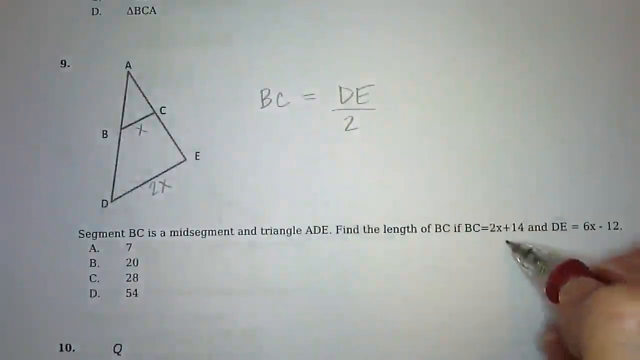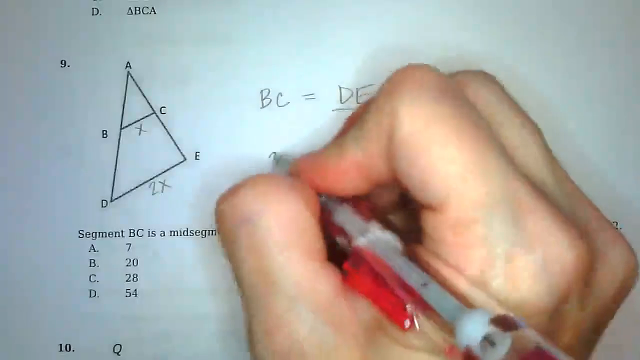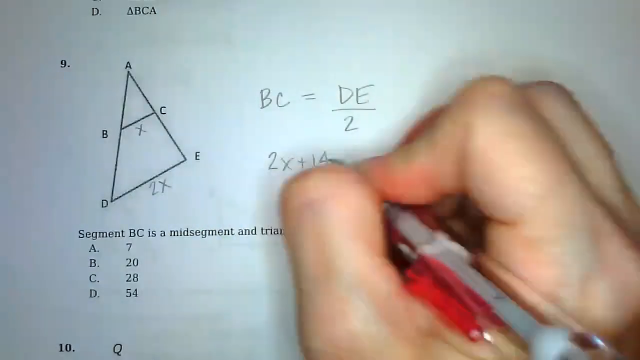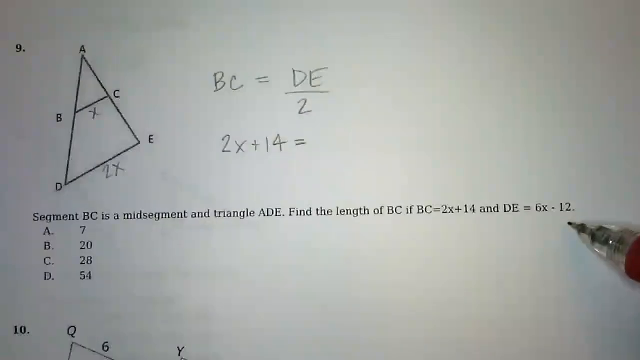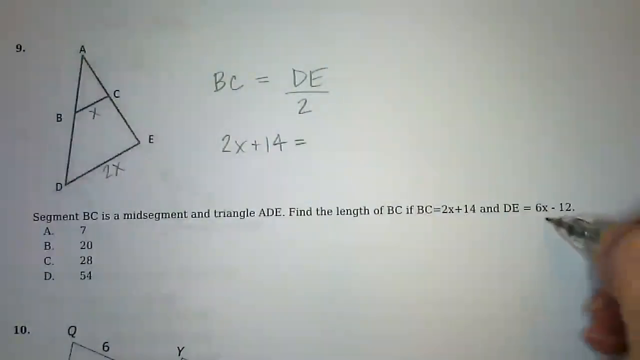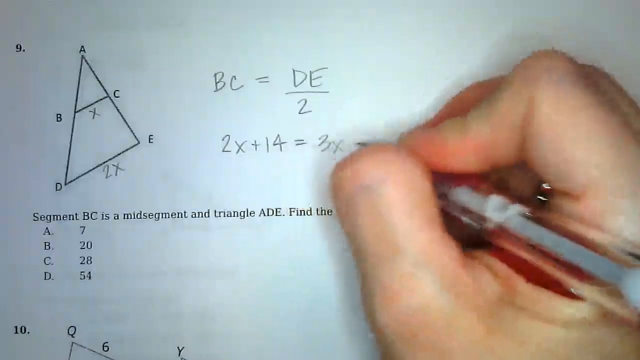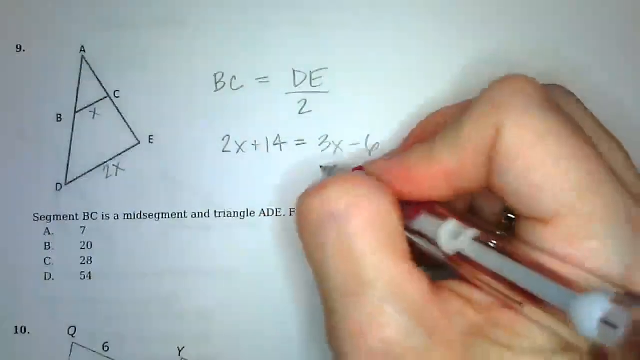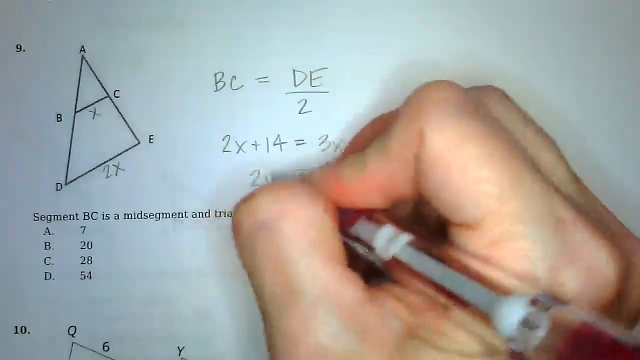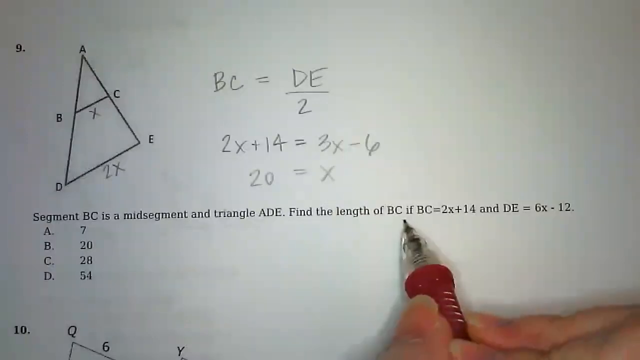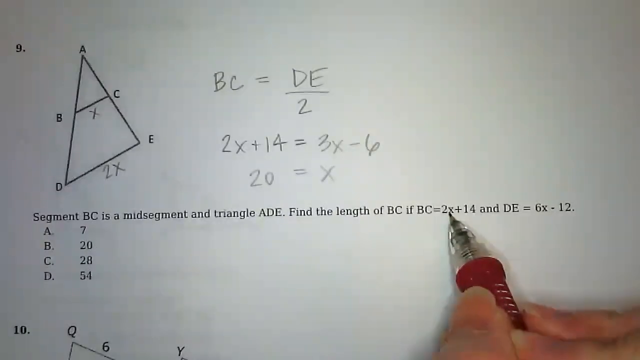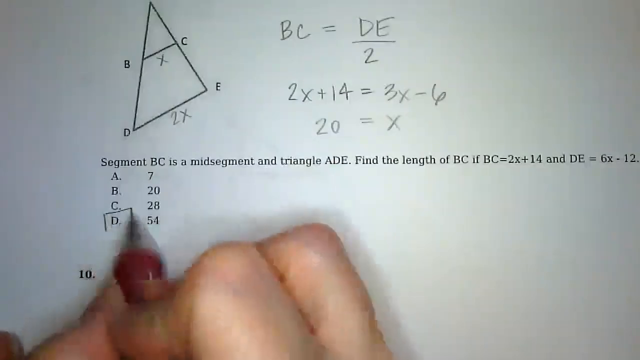So if we just fill in what we know, BC is 2x plus 14. DE is 6x minus 12, but if we take half of it, that would be 3x minus 6. So it looks like x is 20. So find the length of BC. So if x is 20, this is going to be 54.